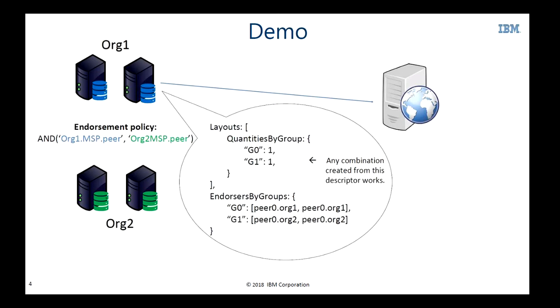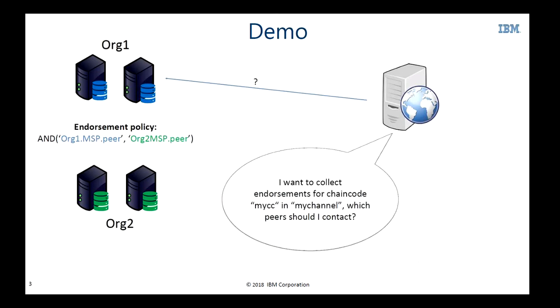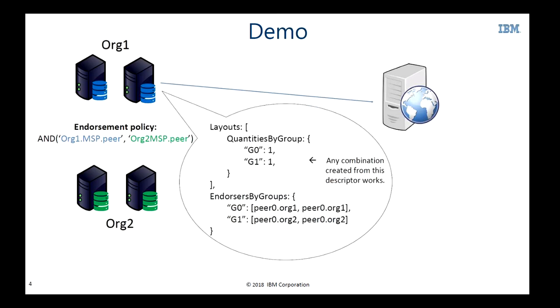Now, what this client application does is perform a query to some peer. In the demo, it is going to be a peer in org1, and it is going to ask for some descriptor, such that having this descriptor, the client knows which peers to contact in order to get endorsements. So the service discovery on the peer is going to return to the client two things.